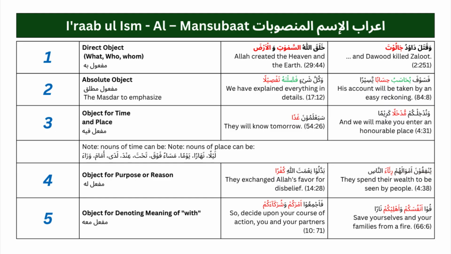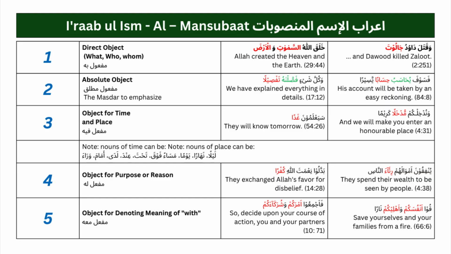The second is maf'ulun mutlaq, the absolute object. The page describes this as the masdar used to emphasize the action. The Quranic example is wa kulla shay'in fassalnahu tafsilan. We have explained everything in detail. Here, tafsilan comes from the same root and emphasizes the action of explaining. Another example is fasawfa yuhasabu hisaban yasira. His account will be taken by an easy reckoning. Here, hisaban is strengthening the action of reckoning.